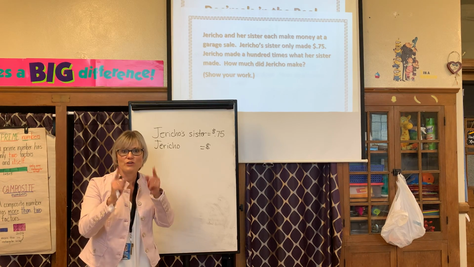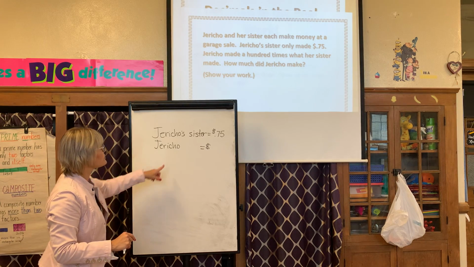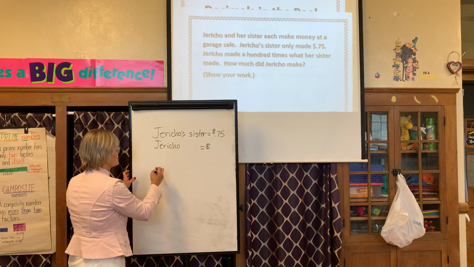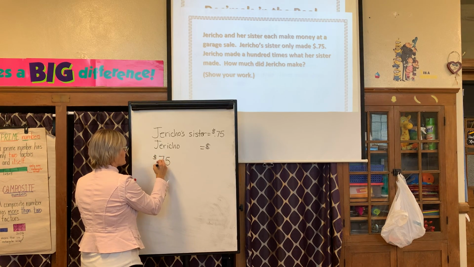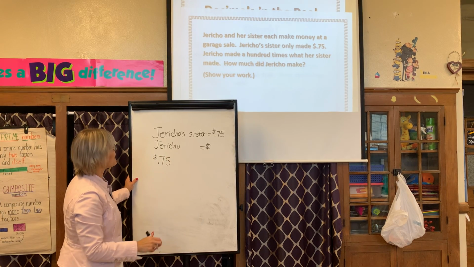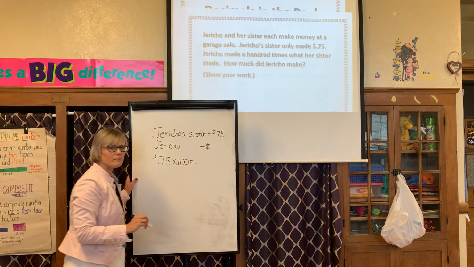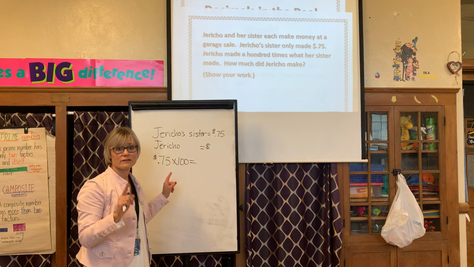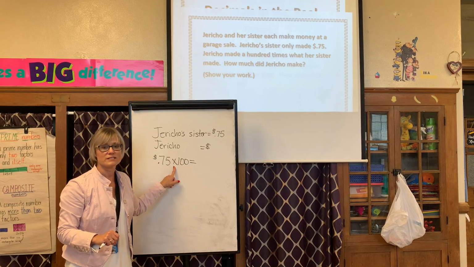All right, so are you ready to go over it? Okay, here we go. So Jericho's sister we know made 75 cents. So we can write that down, 75 cents. We know that Jericho made 100 times that amount. So I know two things. I know that it's getting bigger. The operation tells me it's getting bigger.